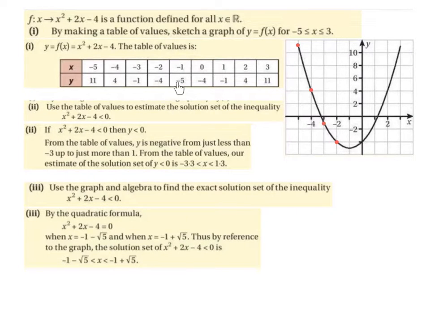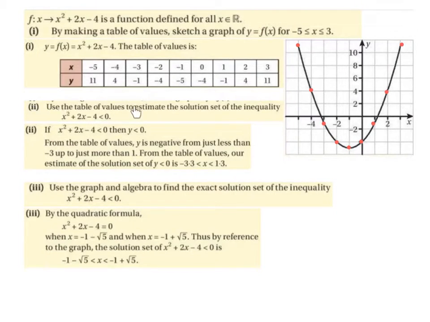Then minus 1, minus 5, which is here. Then 0, minus 4, which is here. Then 1, minus 1, which is here. Then 2, 4, which is here. And then 3, 11, which is here. And then we join them together with a pencil, making sure that we have a curve at the base, not a pointed bottom to it. So it has to be a curve.